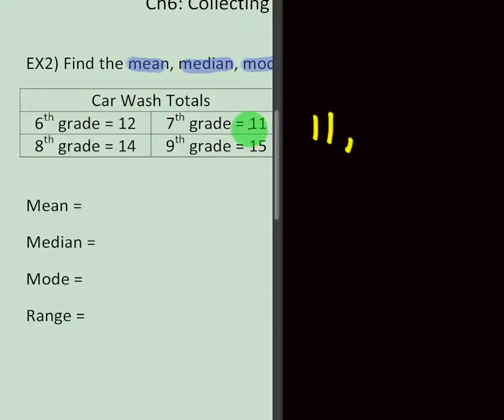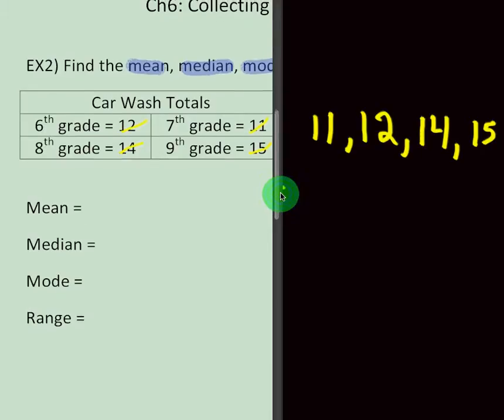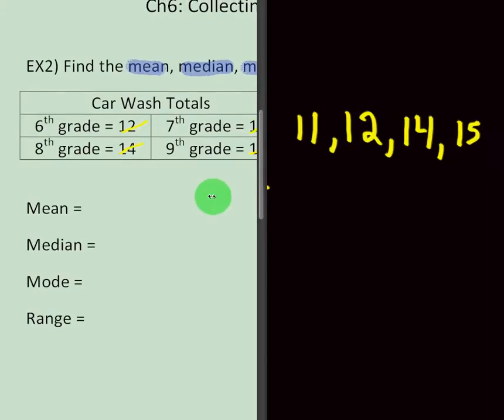When I'm done with writing 11 on my list, let's go ahead and cross it out of the other one. I have 11 on my list, followed by 12. I'll cross it out over here. 14 and 15 will be my last two numbers here. So 14 followed by 15. Now I can cross these off. And I've got a nice, neat set of data to look at over to the side.